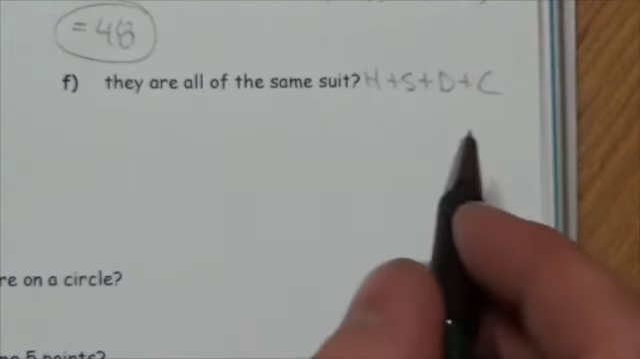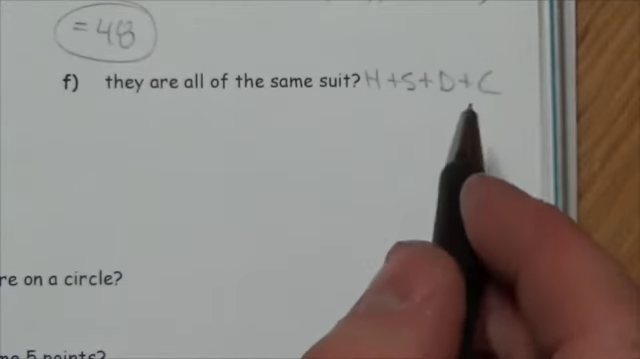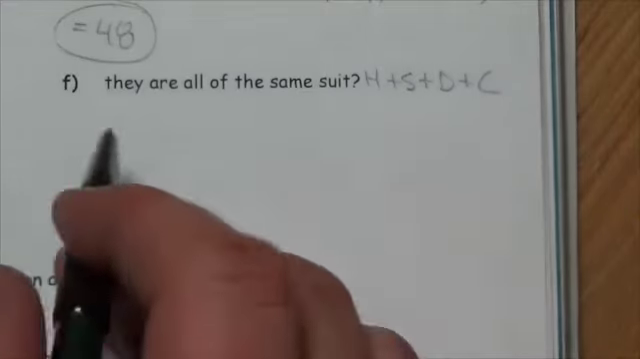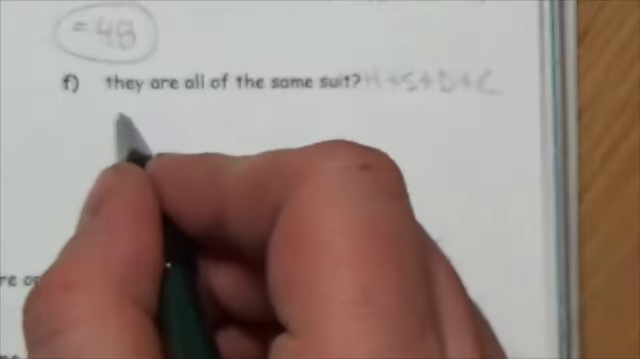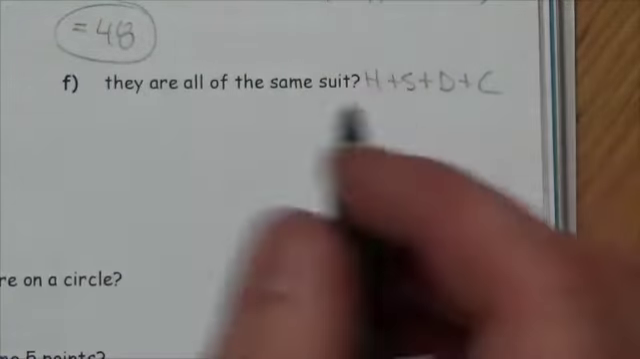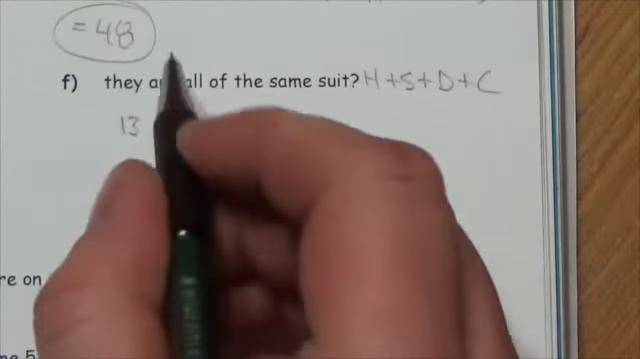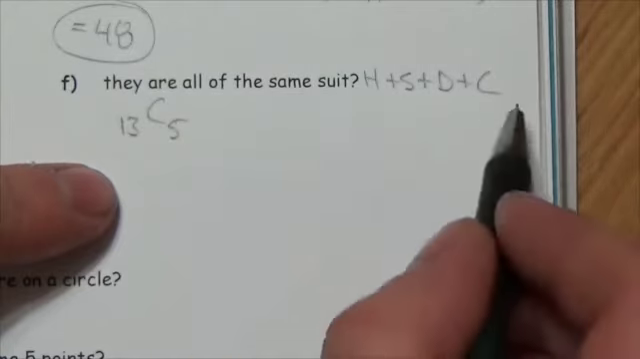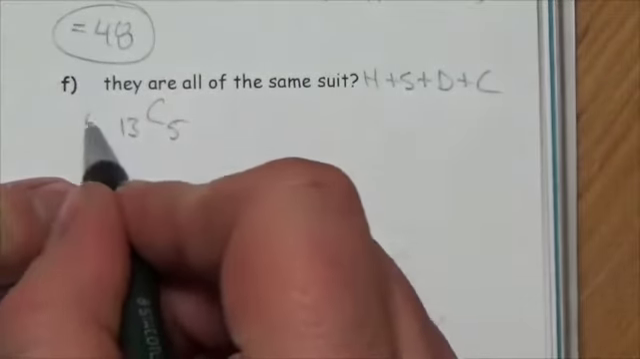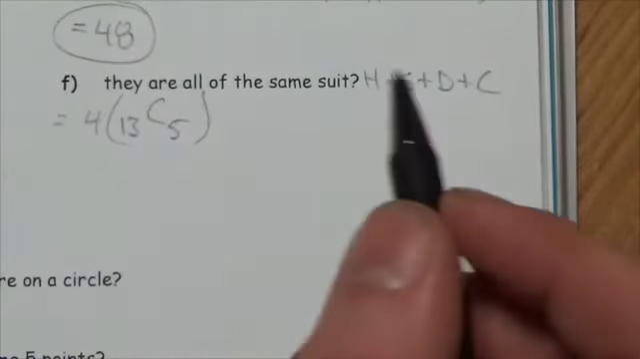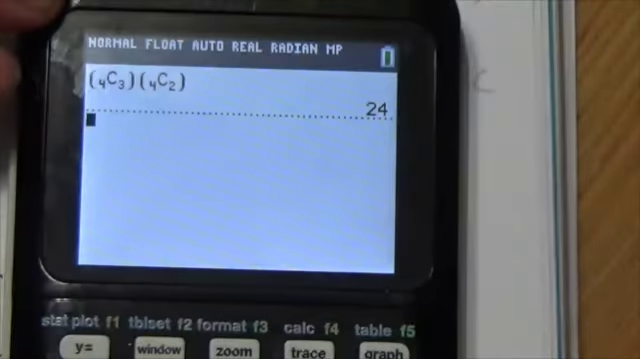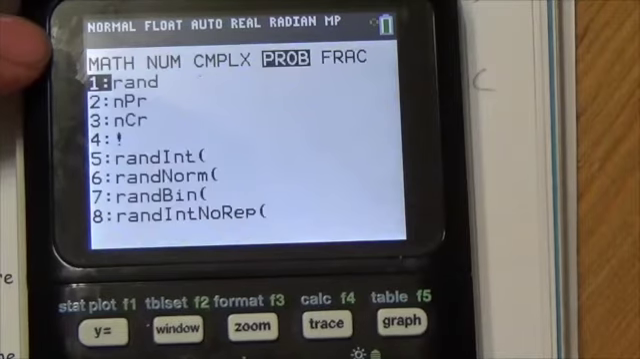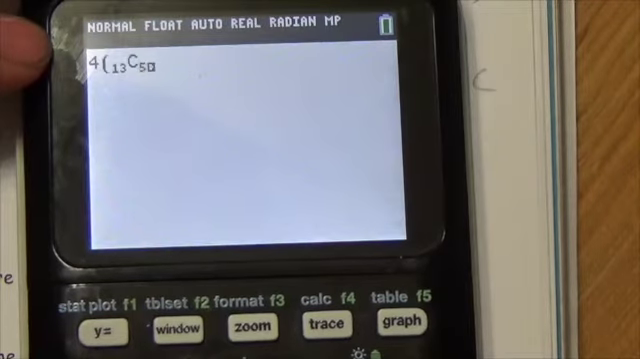But the number of ways this can happen is going to be the same for all of those different suits, because there's always going to be 13 cards to choose from. So they are all of the same suit. Well, each suit is going to have 13 cards for me to choose from, and I need to choose 5. Now, there are 4 different ways I can do this. It's all going to be exactly the same, so I'm just going to multiply this result by 4. So let's see how many ways I can do that. 4 times 13 choose 5.